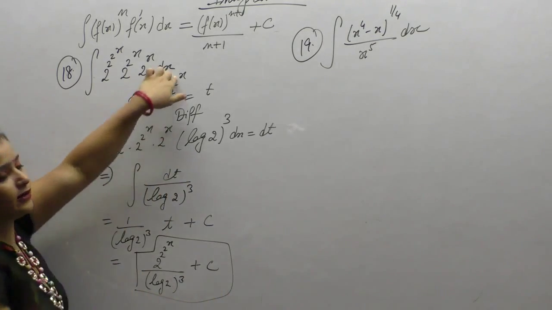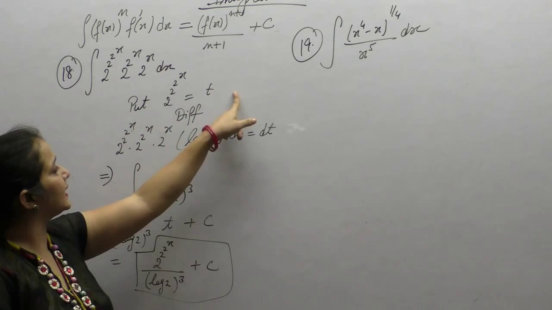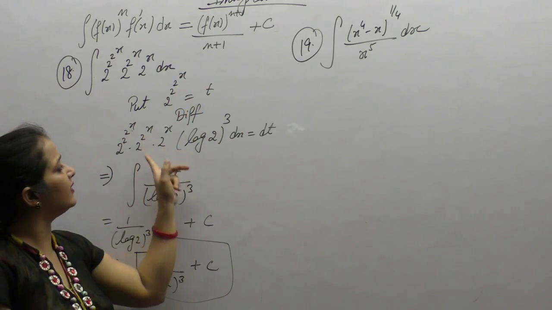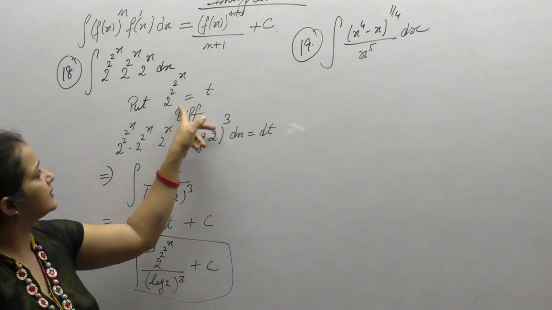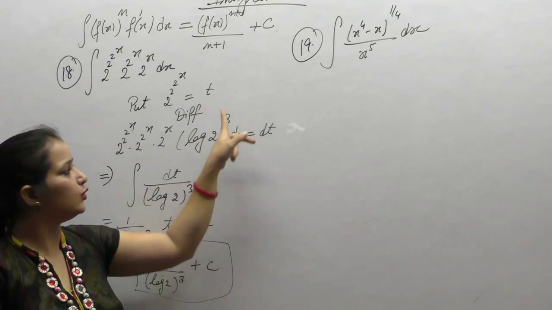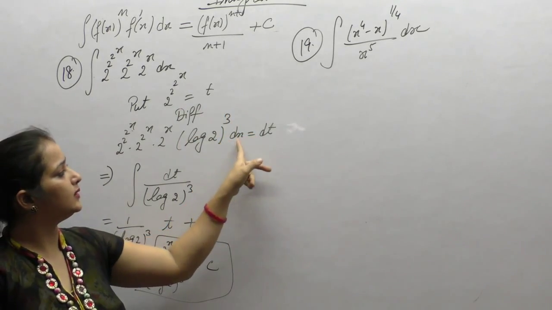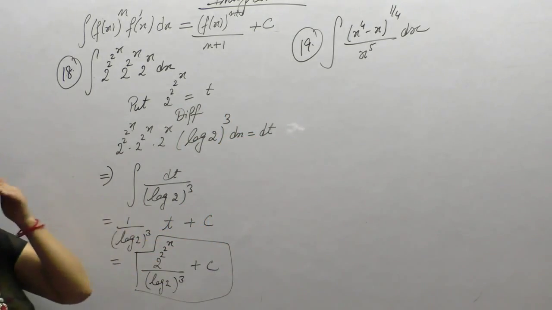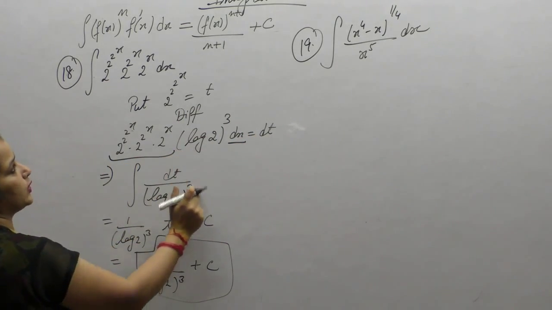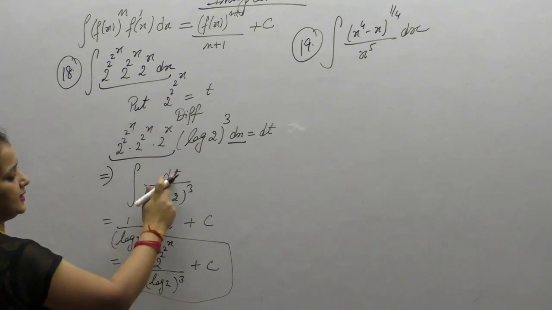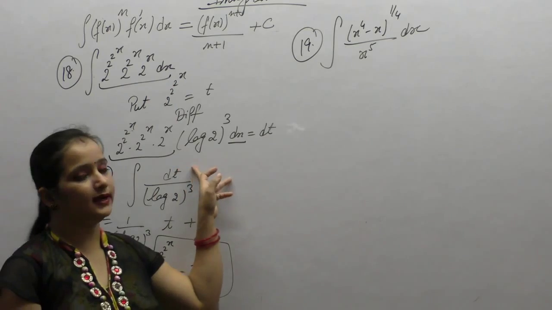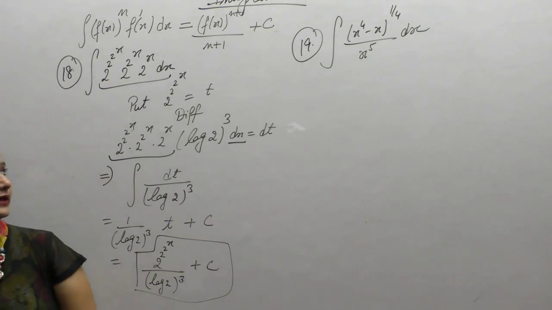and this into dx is equals to dt upon log of 2 cube. Put this as dt upon log 2 whole cube. Log 2 is constant and integral of 1 is t.